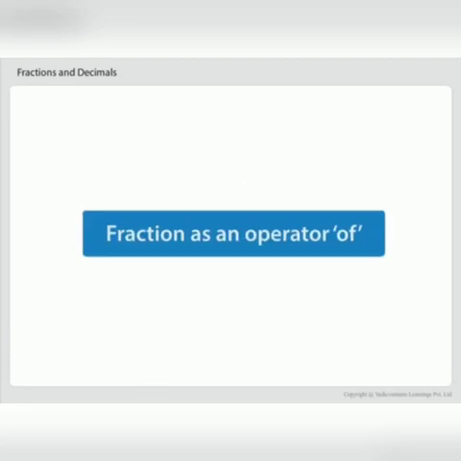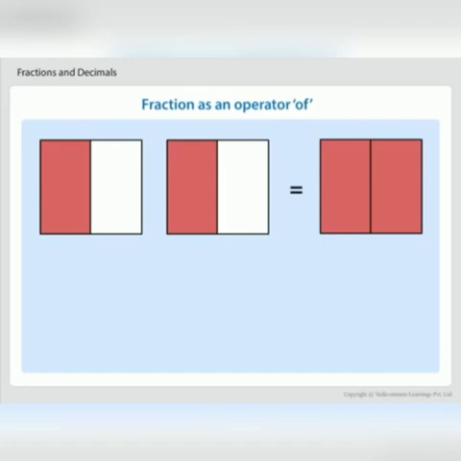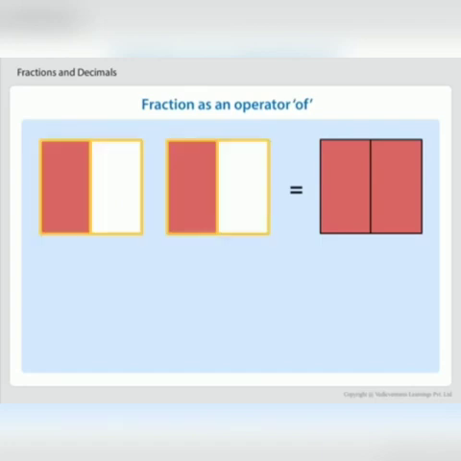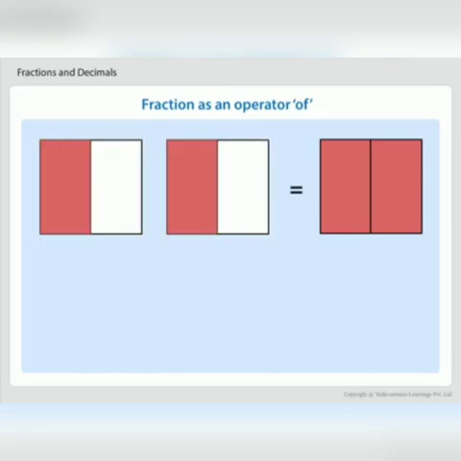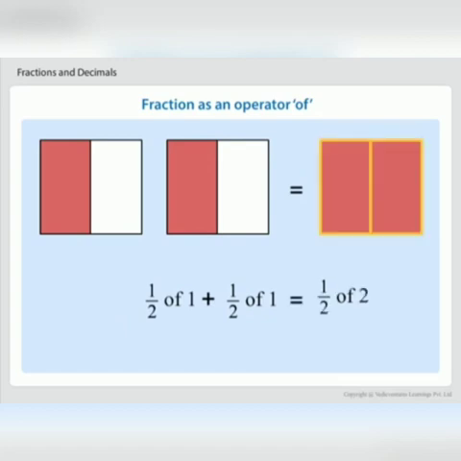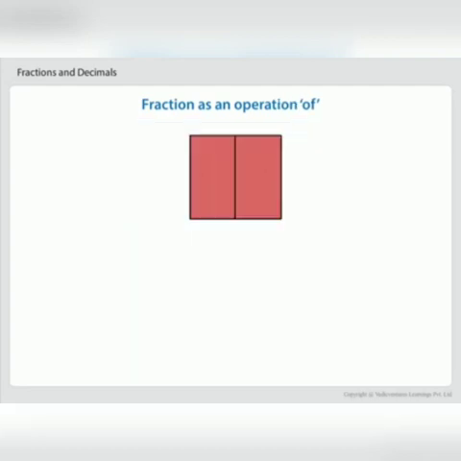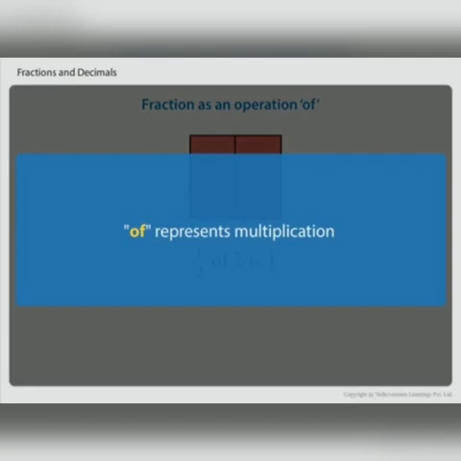Now we discuss the operator 'of'. Observe these figures. These two squares are exactly similar. Each shaded portion represents 1/2 of 1. So both the shaded portions together will represent 1/2 of 2. If we combine this, it represents 1. So we say that 1/2 of 2 is 1. Thus 1/2 of 2 equals 1/2 into 2 equals 1. So this 'of' operator represents multiplication.